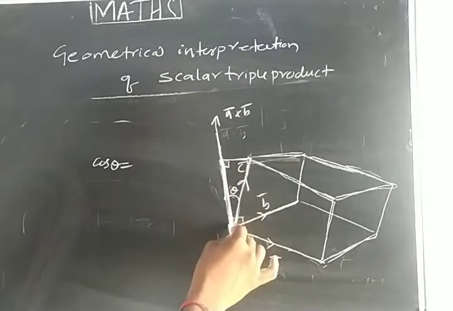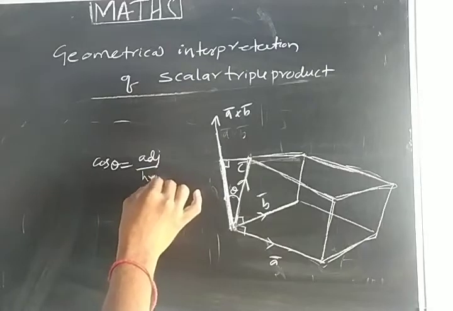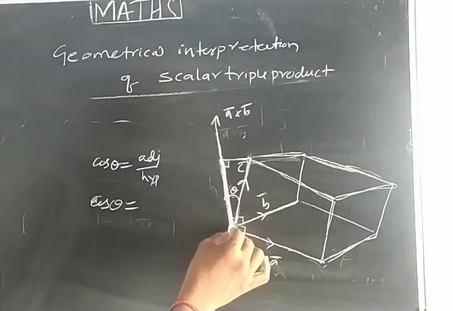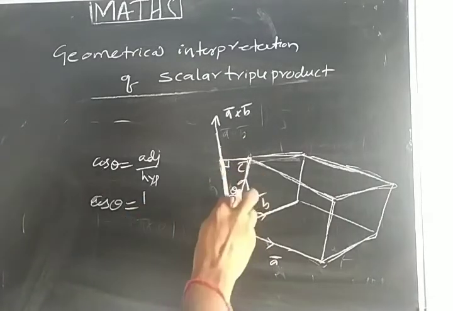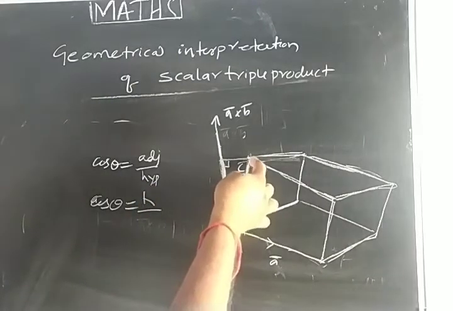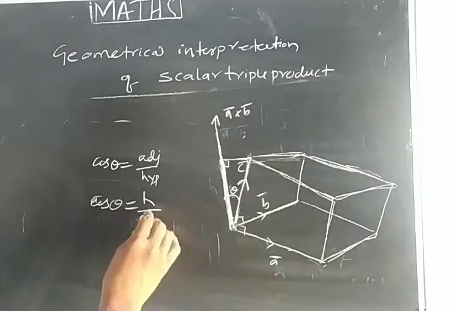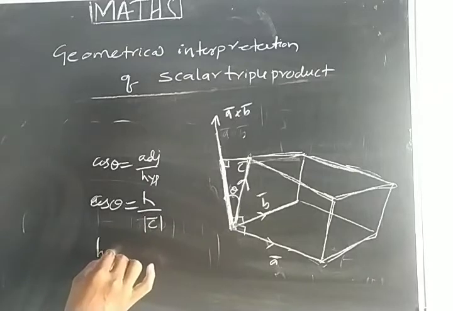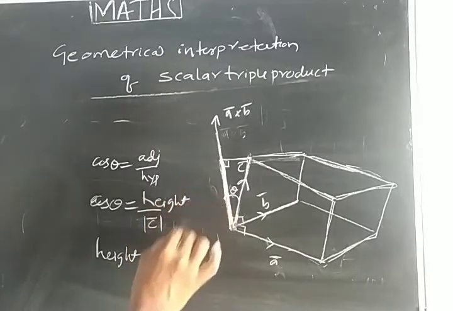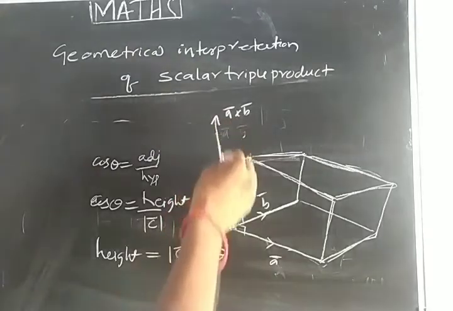From this, the adjacent will be this one, right? Cos theta equal to adjacent by hypotenuse. What is adjacent? We don't know, from here to here. That is the height of the parallelepiped. So height by hypotenuse. What is hypotenuse here? C bar edge, the edge length, so I am taking mod C bar. Height of the parallelepiped is equal to mod C bar dot cos theta. Now I got the height of the parallelepiped.